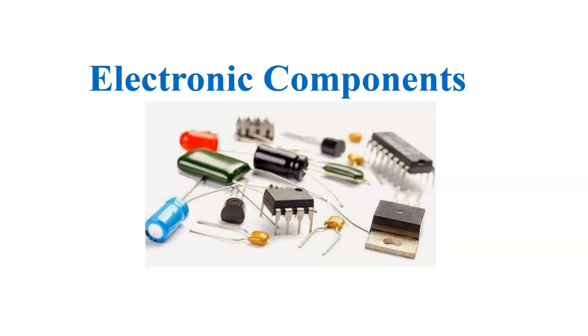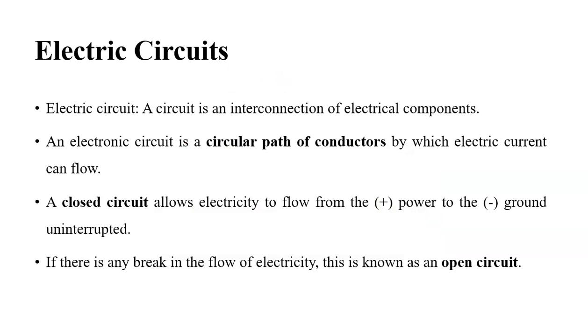Today we will discuss electronic components. Electronic components are basically used in electric circuits for different applications. So before moving to the discussion about electronic components, let us define an electric circuit. An electric circuit is an interconnection of different electrical components for some particular application.